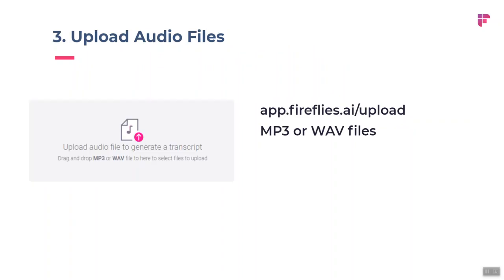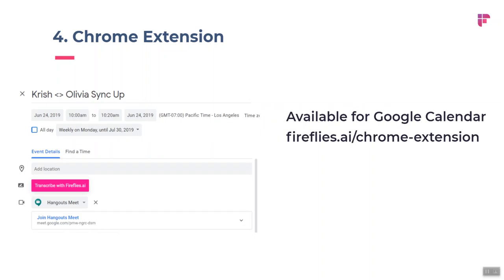The third option, as mentioned earlier, you can upload MP3 or WAV files, audio files, and then you can have those meetings processed. This is great if you've had meetings in person and you've recorded on your phone and you want it captured and transcribed and put in the system. Easiest way is to drag and drop files like you would drag it into Google Drive or into Dropbox. The fourth option is a Chrome extension.